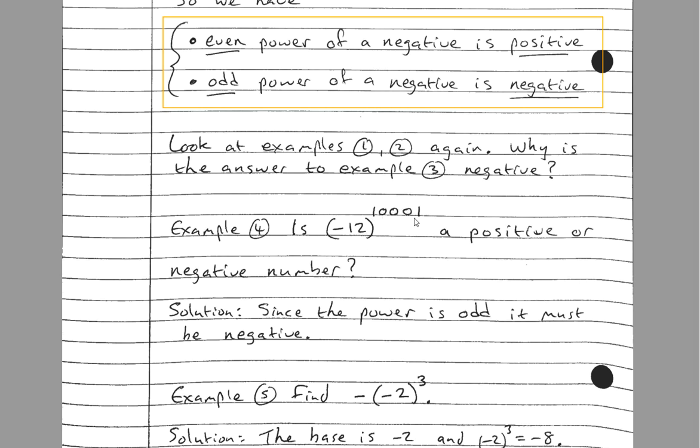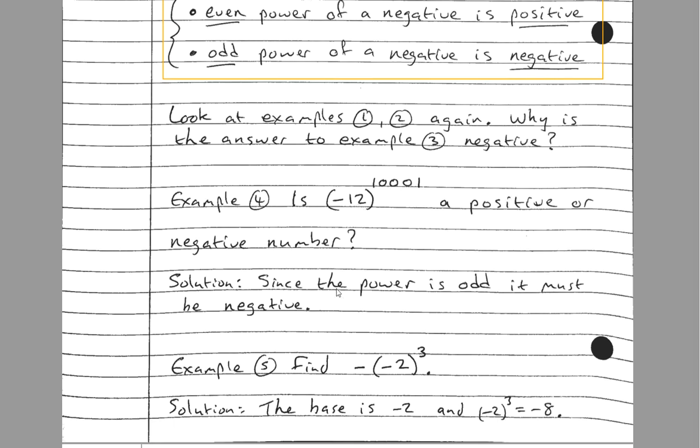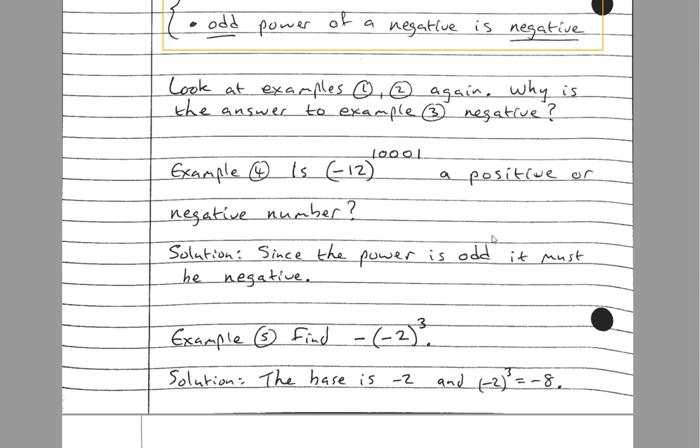So is the power odd or even? Well, any number that ends in an odd digit is always odd. So this is an odd power, which tells us that the answer, whatever big number it is, is going to be a big negative number. If it was negative 12 to the power 10,002, then that would be a positive number.